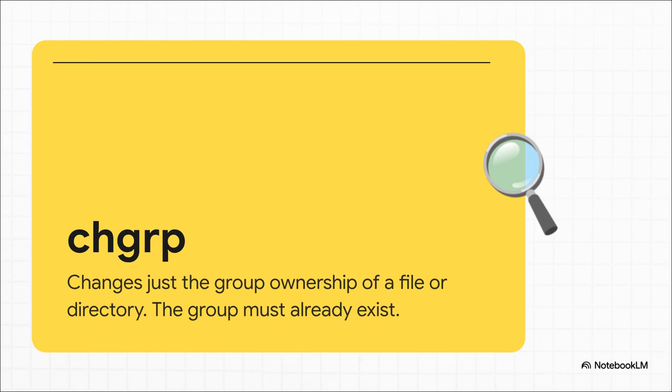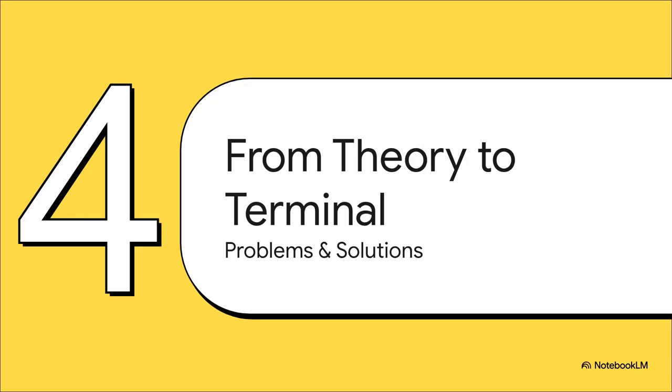Now, while you can change the group with chown, sometimes that's the only thing you want to do. And that's exactly what chgrp, or change group, is for. This is the perfect tool for managing team access. When a file needs to be worked on by the devs team instead of the marketing team, you just use chgrp.